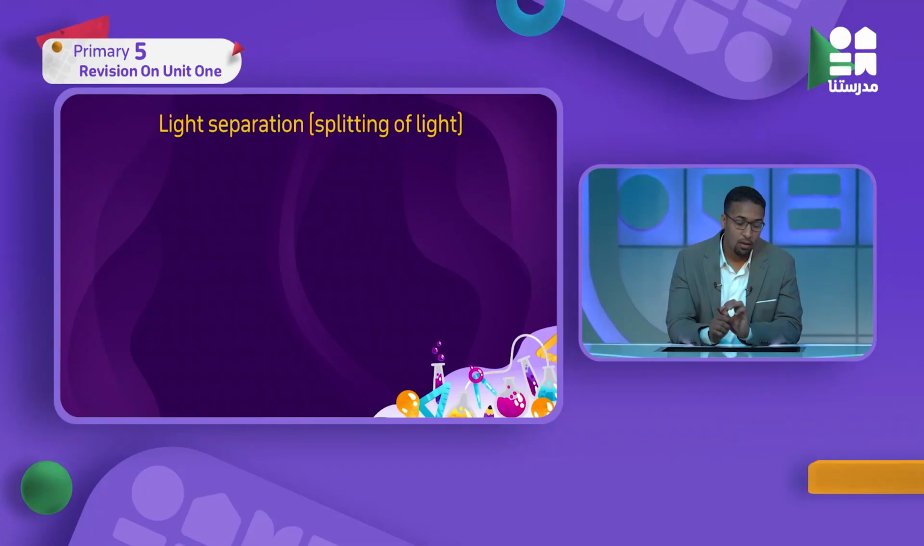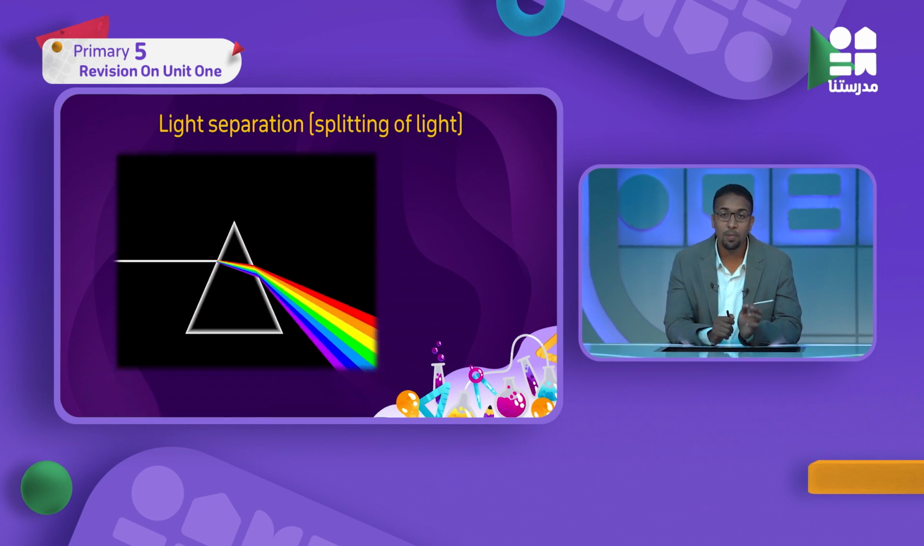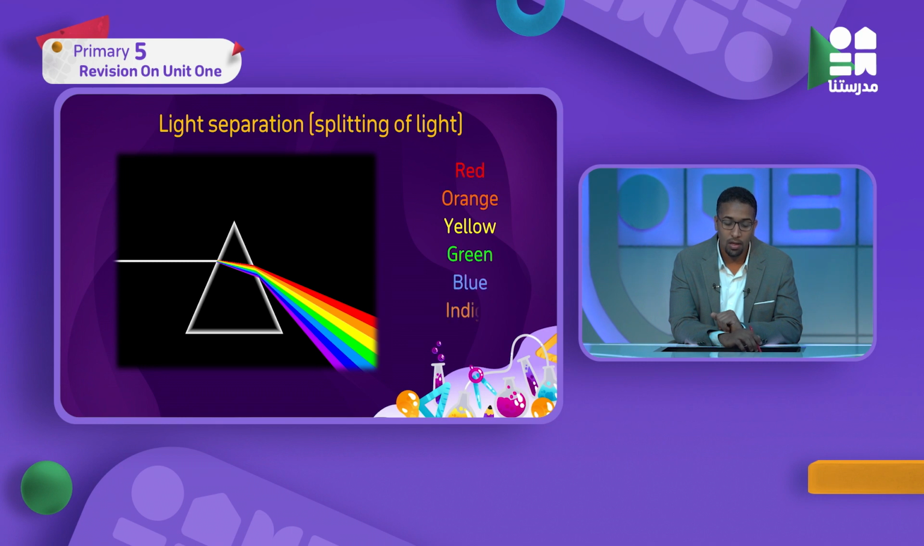Okay? The last one, light separation or splitting. Light can be separated using a prism, glass prism, or drops of water like rain, into 7 colors. And the 7 colors are called the 7 spectrum colors, and we all remember them. Yes, who can tell me? Amazing. Red, orange, yellow, green, blue, indigo, and violet. All of them are the 7 spectrum colors.